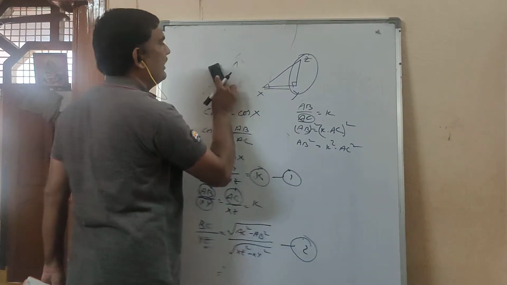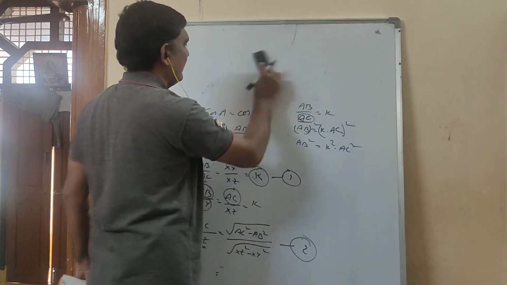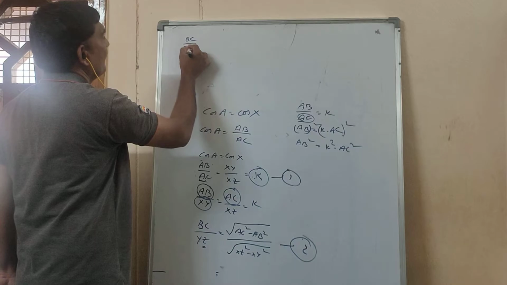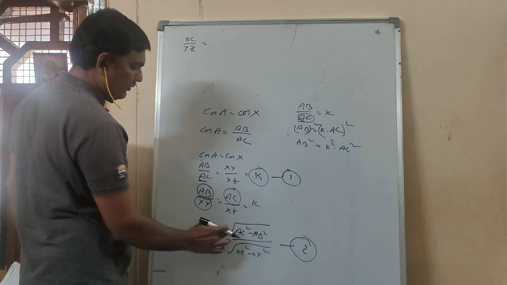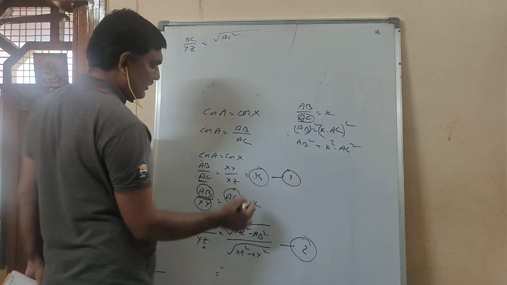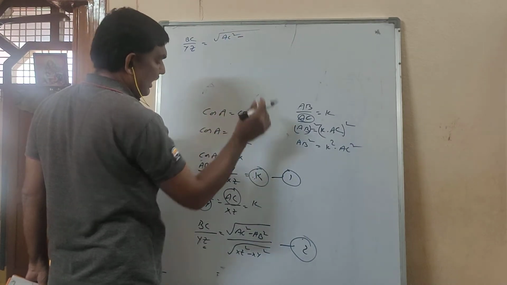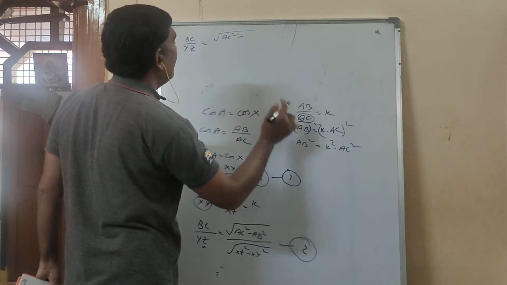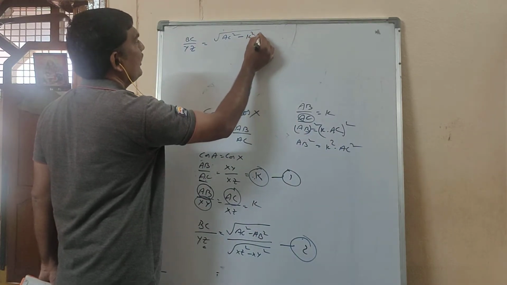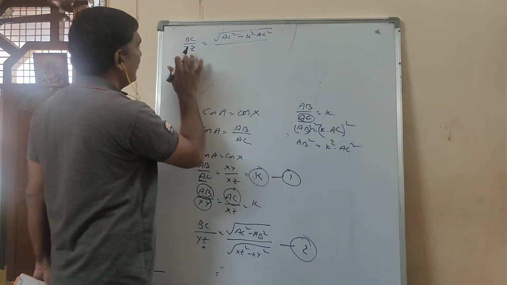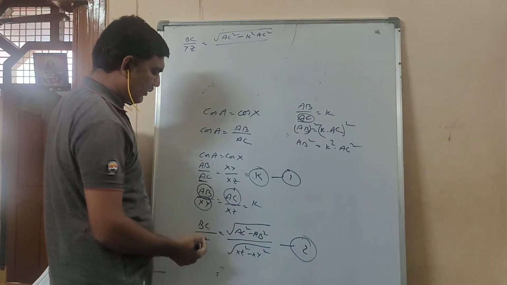So here I will write BC by YZ is equal to, here under root same, AC square is also same, minus, instead of writing AB square here, what I can write is k square into AC square, divided by YZ, also same like that only.